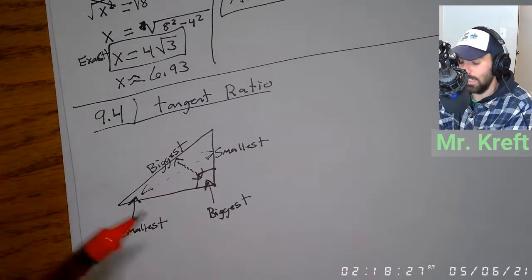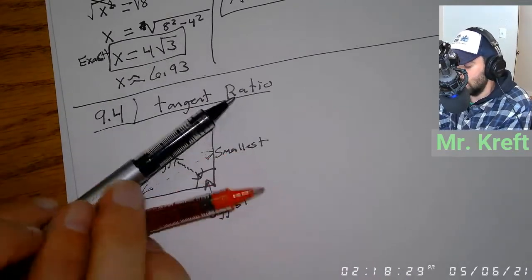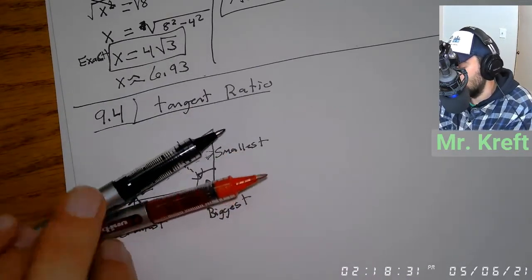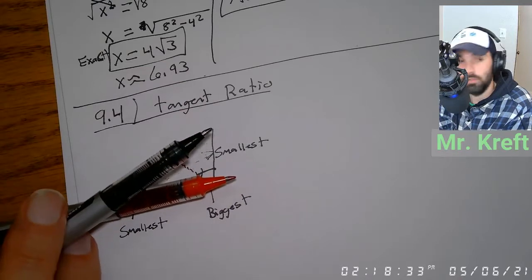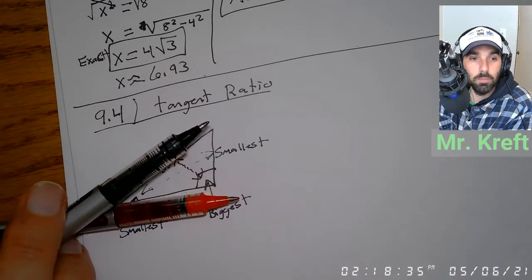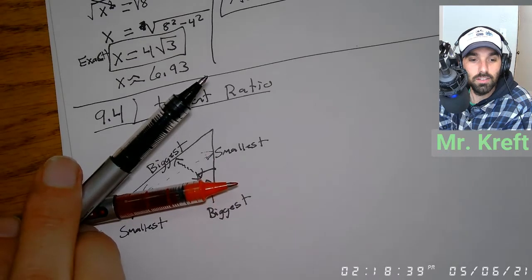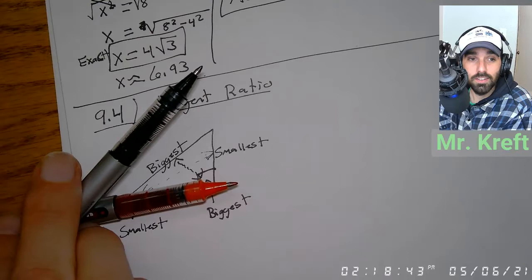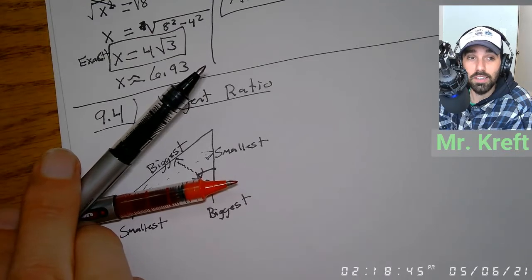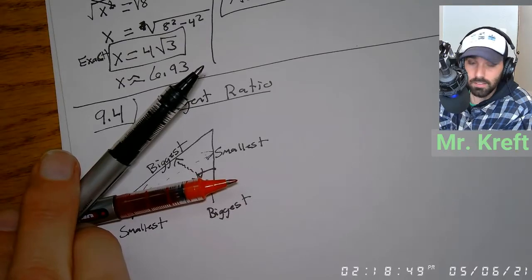Well, what happens if this angle gets bigger? We can take a look at the same thing. Let's see if I can do this now. What happens if that angle gets bigger? If that angle gets bigger, do you see how that side's going to get bigger? So if it gets smaller, then that side gets smaller. If the angle gets bigger, then that side is going to get bigger.